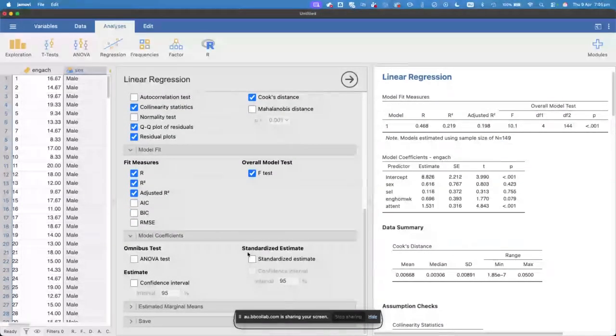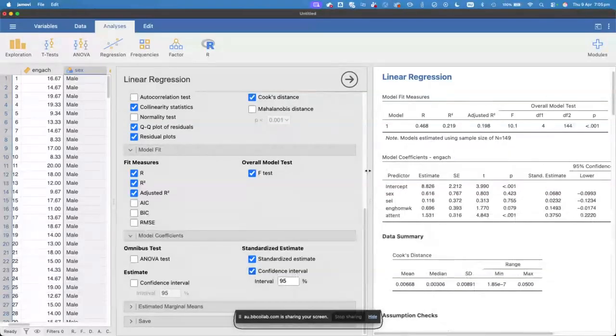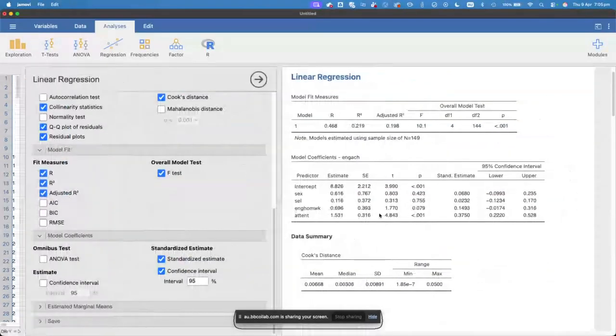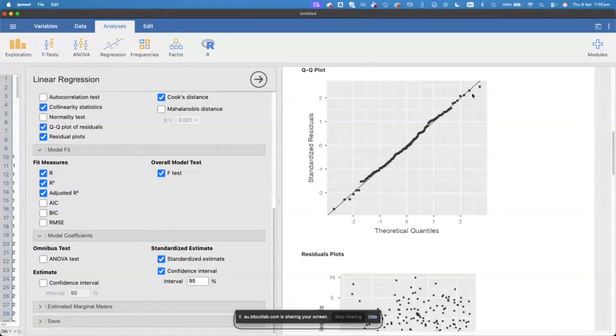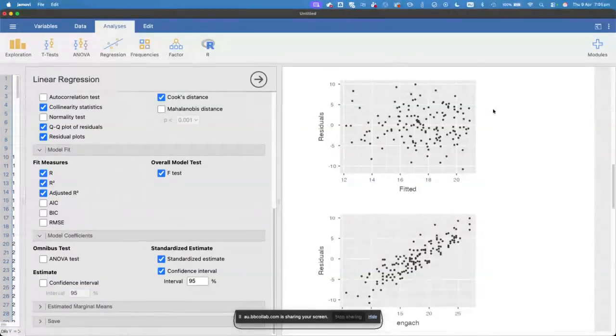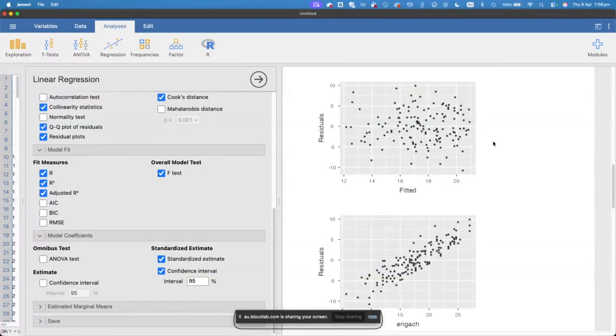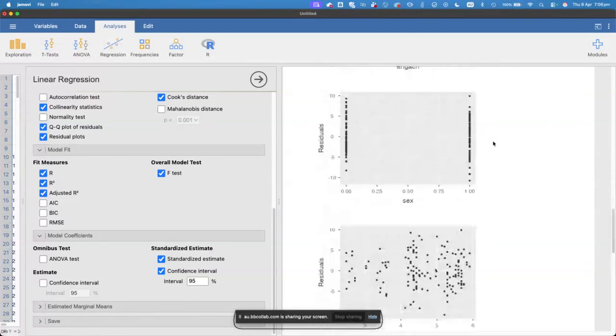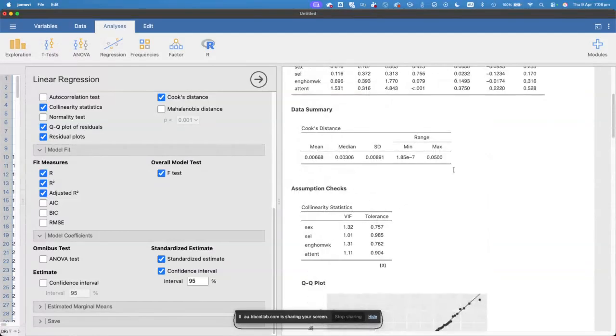Model coefficients, we want the standardized estimates and confidence intervals, and that produces everything we've had in the previous examples. Looking at the QQ plot, we see pretty much a perfect QQ plot here. The middle of the distribution is very closely tied to the line, so that's excellent. In our residuals versus fitted, we have this diffuse cloud of dots, like a scattergun of dots, no funneling or patterns. That's really good to see. And then those plots we don't need to worry about.